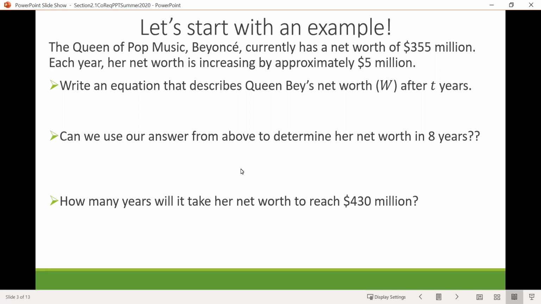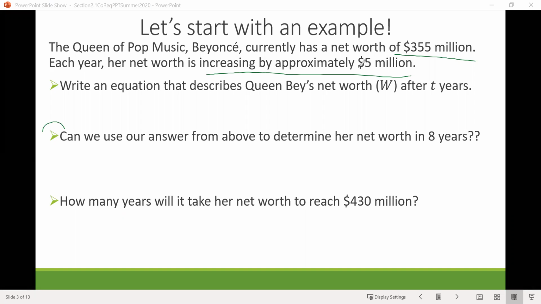currently has a net worth of $355 million. And each year her net worth is increasing by approximately $5 million. Now you notice down below I have a couple of questions: can we determine her net worth in 8 years? And how many years will it take for her net worth to reach $430 million?